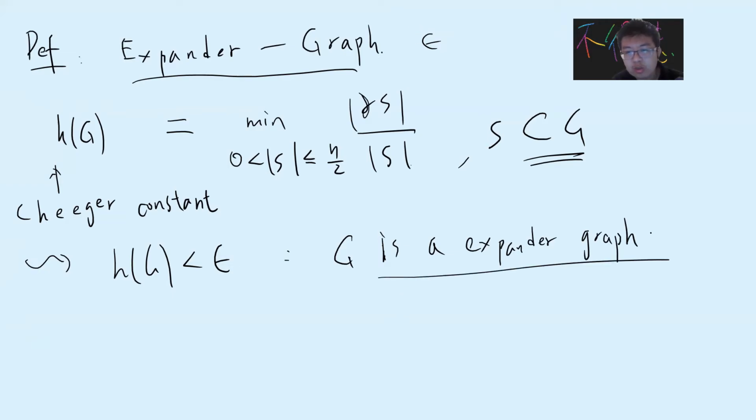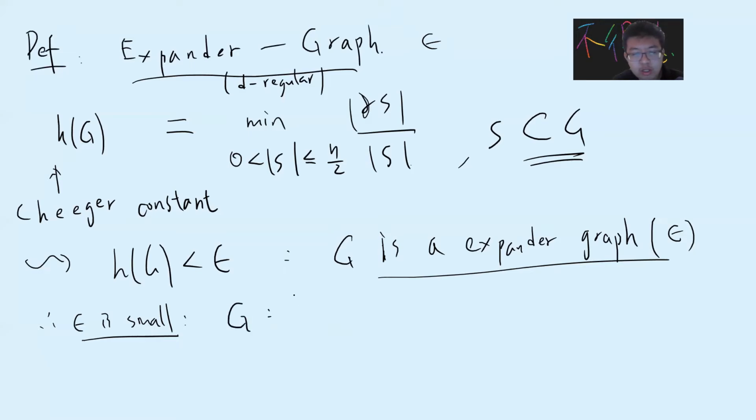Usually the parameter will say epsilon, if h of G is less than epsilon. So the idea is that if epsilon is small... Oh, by the way, usually in an expander graph we will require d to be regular, so you will need to require the graph is a regular graph. So epsilon is small means that this G can be viewed as highly connected. But d should be small.